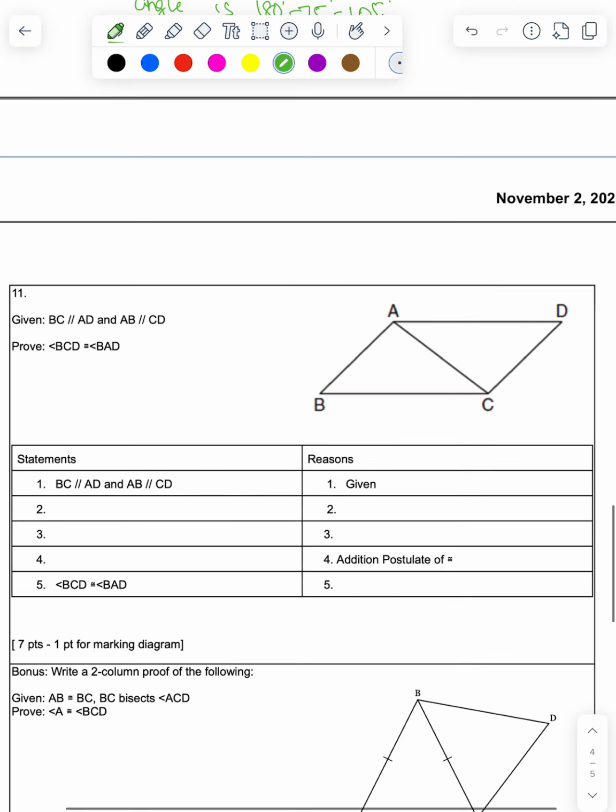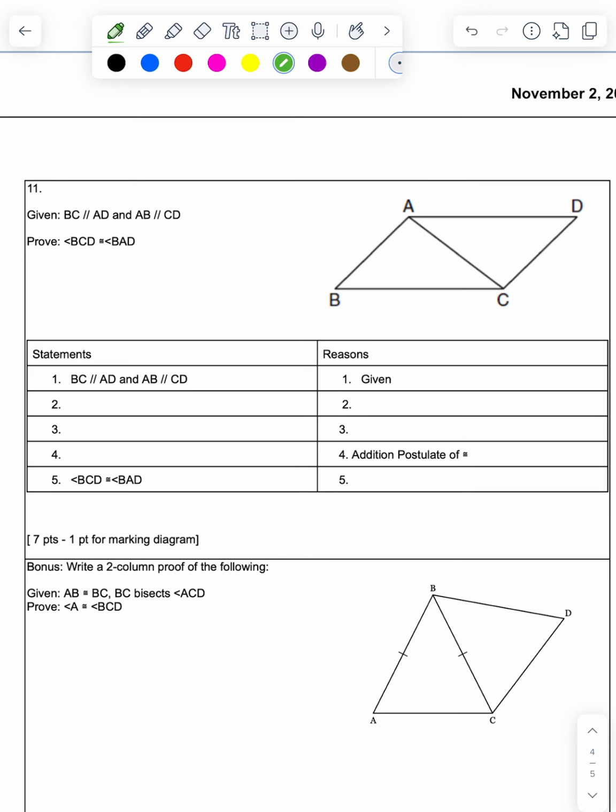Okay, let's take a look over here. So you got 1 point for marking your diagram, and a lot of people miss this point. You just need to mark the givens. So BC is parallel to AD, and AB is parallel to CD. If you are correcting your test, you should redraw your diagram on a separate piece of paper and put the correct markings in. And that's why a lot of people were having trouble seeing what was going on in this proof, because the diagram wasn't marked.